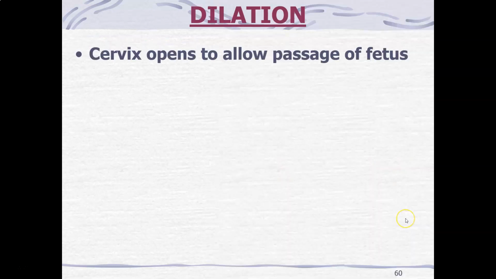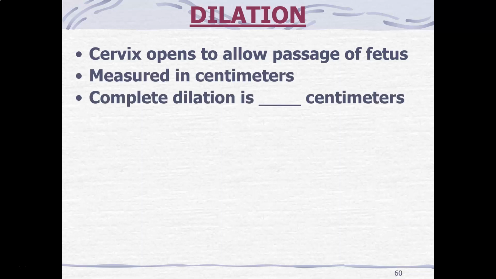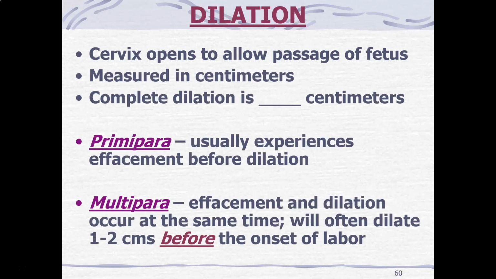All right, so dilation, the cervix is opening to allow the passage of the fetus. It is measured in centimeters. Complete dilation is 10 centimeters. In a primipara, they usually will experience effacement before dilation. In a multipara, effacement and dilation can occur at the same time, and multips will often dilate 1 to 2 centimeters before the onset of labor even occurs.